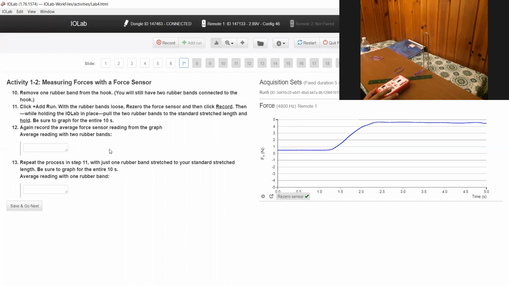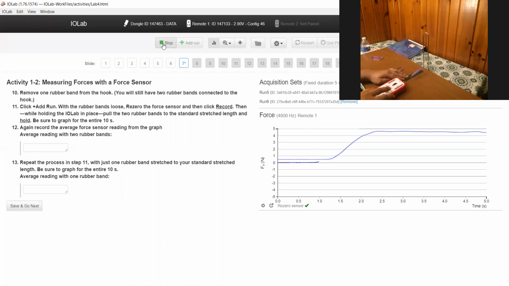Okay, and then they want us to do the same thing. Let's put the scale here so that it's clear. So that's closing in. Then you may record. Now we have 2 rubbers. Pull it to the same 10 centimeter here, and then you can keep it straight. That was fine. And then they want us to repeat step 11.